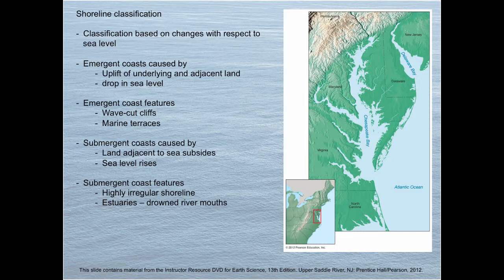Now, submergent coasts are in passive continental margins, where land adjacent to the sea is subsiding or sea level is rising. Submergent coast features are a highly irregular shoreline, versus sharp cliffs and tectonically simple structures, and estuaries, which are drowned river mouths.